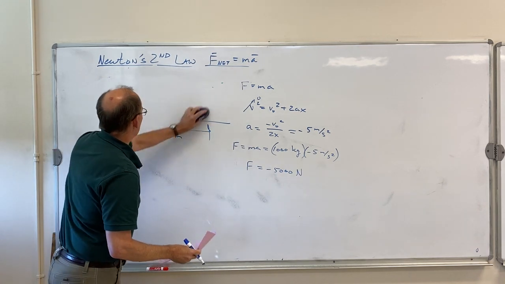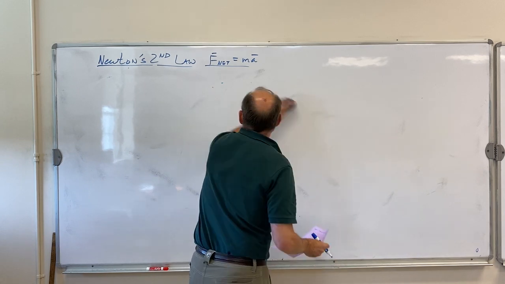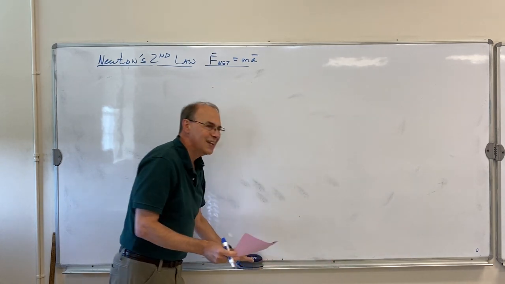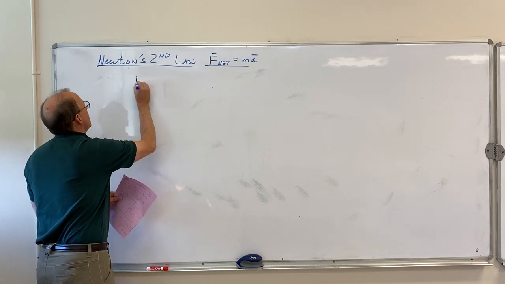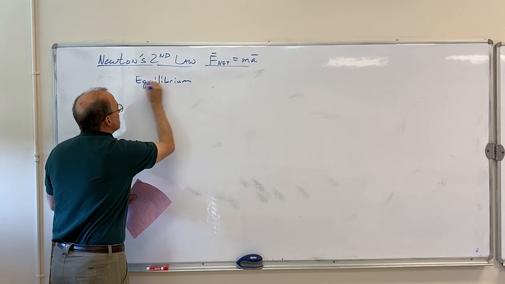You want to know either F or a. There's actually a surprisingly common case where you use F equals ma, and that's the case of equilibrium. An object is in equilibrium if the acceleration is 0.